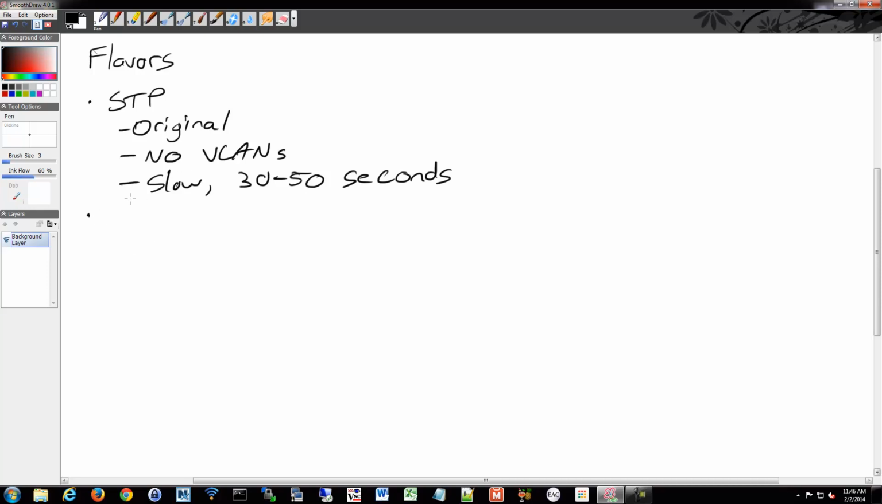We also have PVST+. This is Cisco proprietary, and you'll see some others of those as well. Cisco seems to always have a proprietary version of some sort of protocol out there that has additional features. The idea with this was that it adds VLANs.